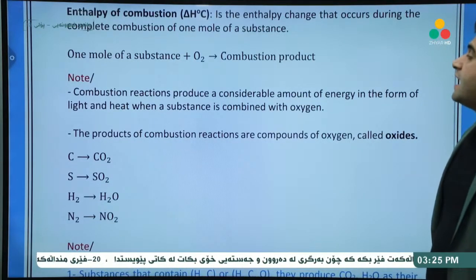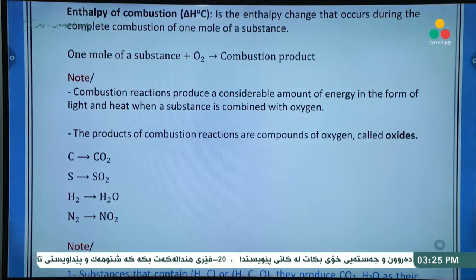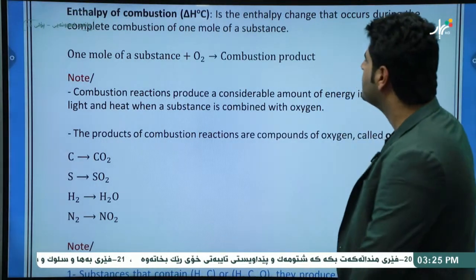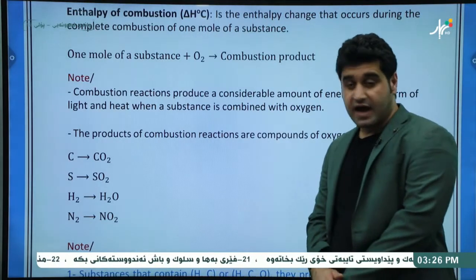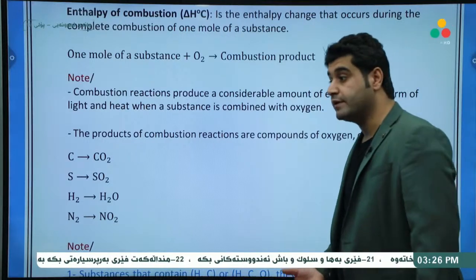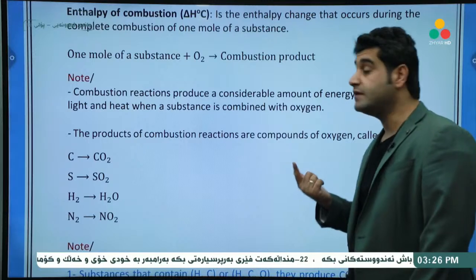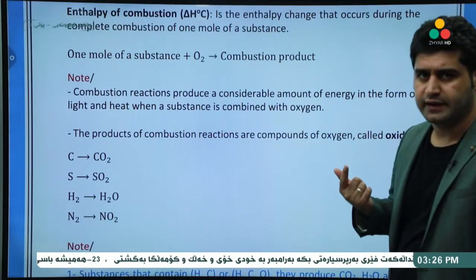Another enthalpy, the enthalpy of combustion, delta Hc, is the enthalpy change that occurs during the complete combustion of 1 mole of a compound. Well, we have a combustion of a compound, delta Hc. Enthalpy of combustion is always exothermic. When we burn something, it will give us energy. That's why it's exothermic.